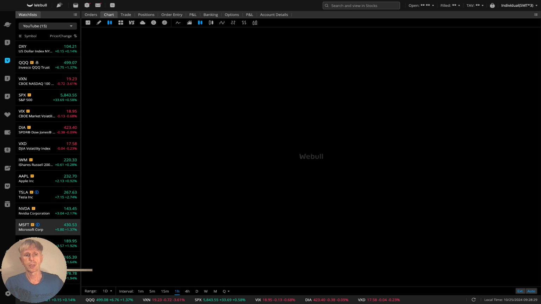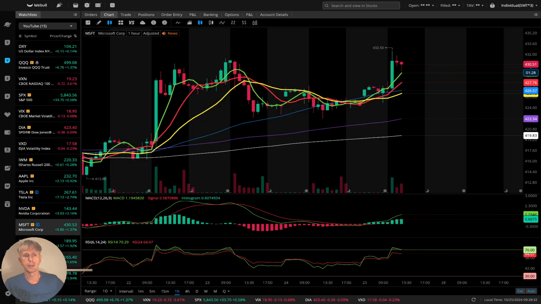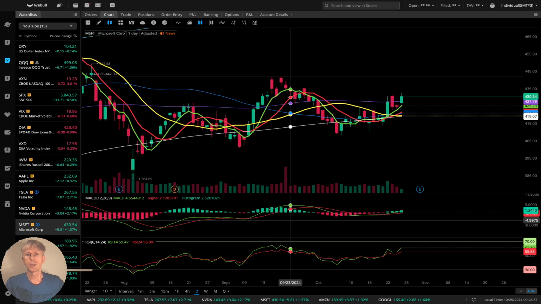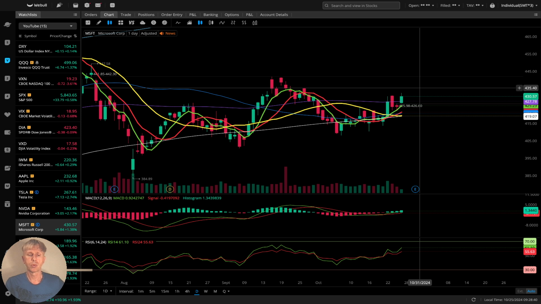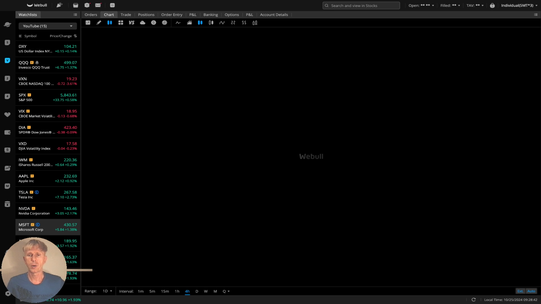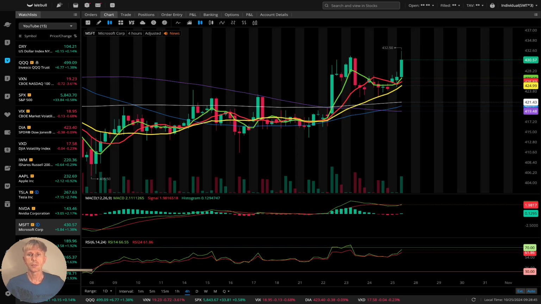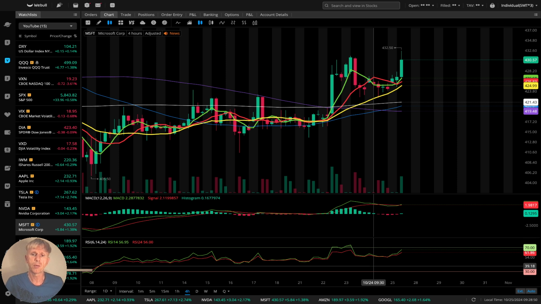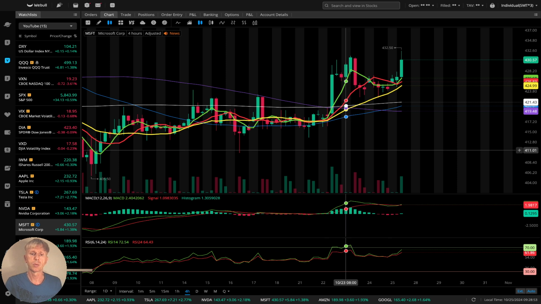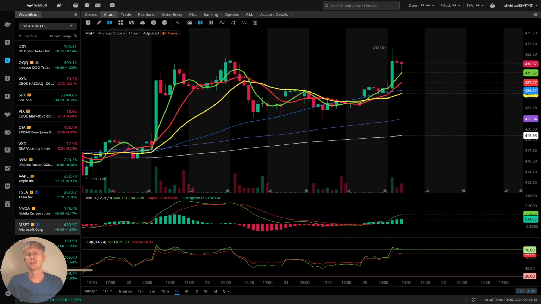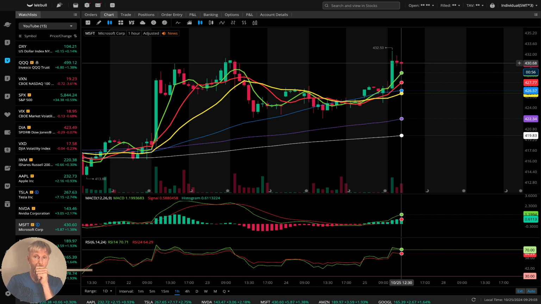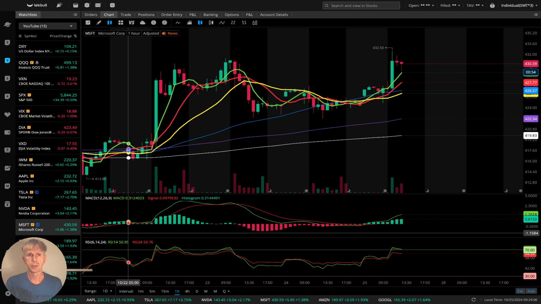Nvidia, Microsoft. Let's move to Microsoft. All Mega 7 today are green. All bullish. Microsoft daily, last bar above all moving averages, bullish trend on all indicators. 4 hours time frame, last bar above all moving averages, also bullish trend with bearish divergences. Trend is bullish. And 1 hour time frame, RSI overbought territory, bearish divergence on all indicators. Last bar above all moving averages, bullish trend.